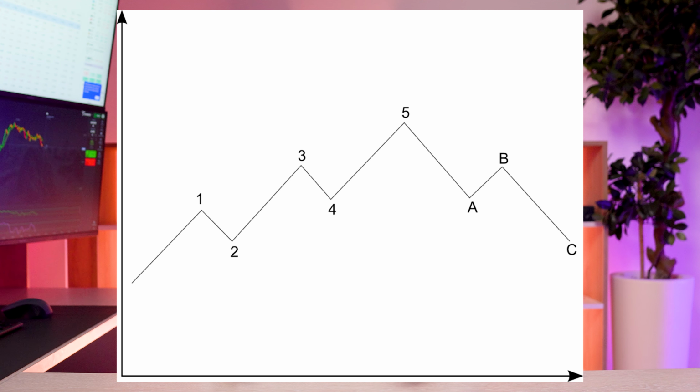Now, there are specific rules to ensure that a movement is considered a valid Elliott wave. First, wave 2 cannot be longer than wave 1 and usually pulls back to the 0.618 Fibonacci level. Second, wave 3 must be the longest wave among wave 1, 3 and 5. Third, wave 4 must remain above the peak of wave 1 and usually pulls back to the 0.382 Fibonacci level.